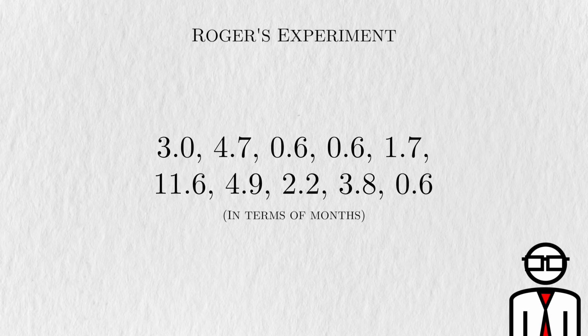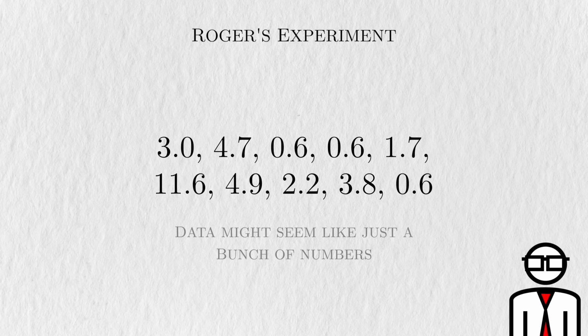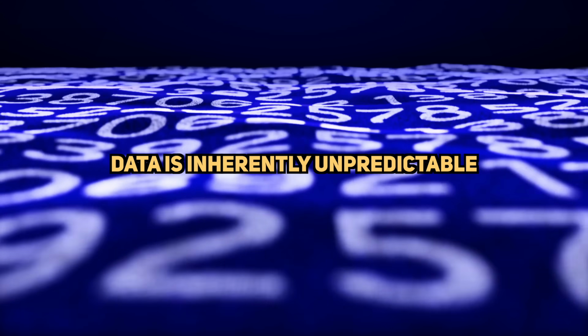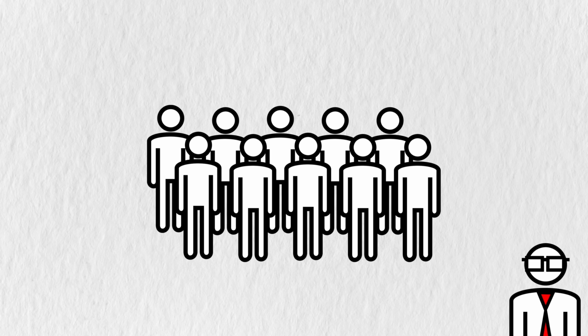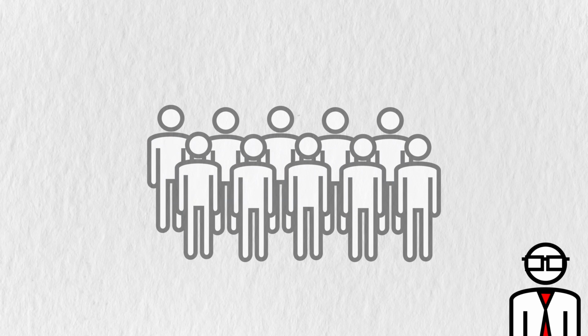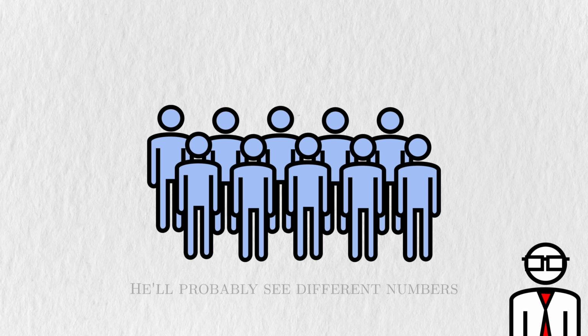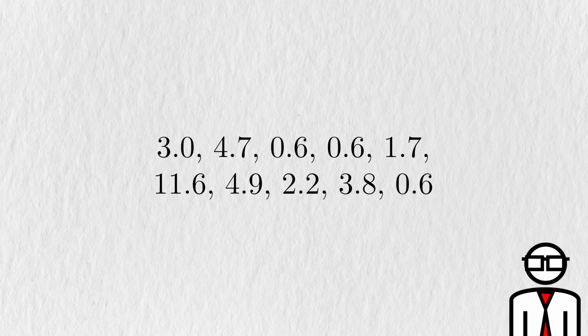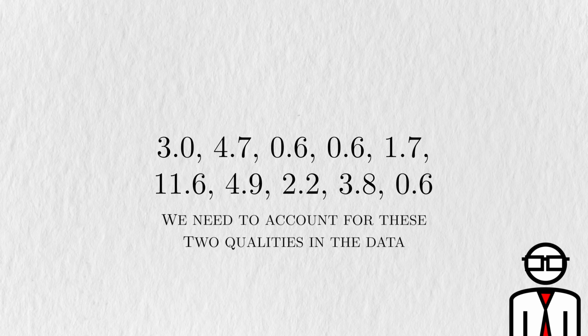This is where statistics comes in. To the untrained eye, data might seem like it's just a bunch of numbers. But to statisticians, we know that data comes with extra baggage. Data is troublesome because it's inherently unpredictable. Roger had no way of predicting what lifetimes he'd see, so the only thing he could do was wait until the last person left. Furthermore, data is random. If Roger were to gather data on 10 other people, he'd probably see different numbers. To learn from this data and answer the CEO's question, we need to account for these qualities in the data.